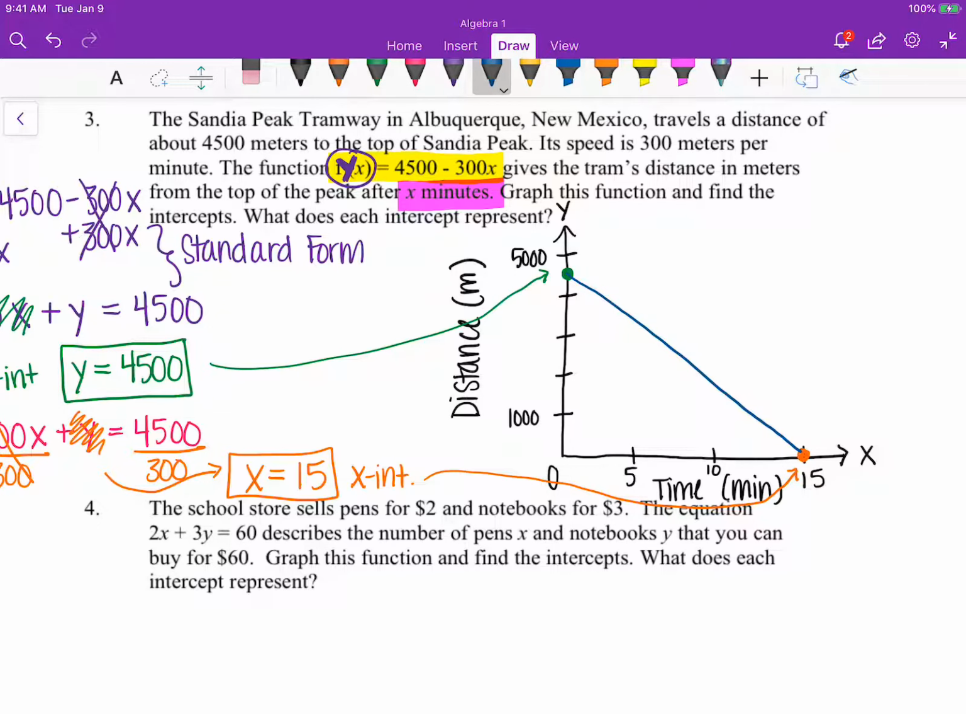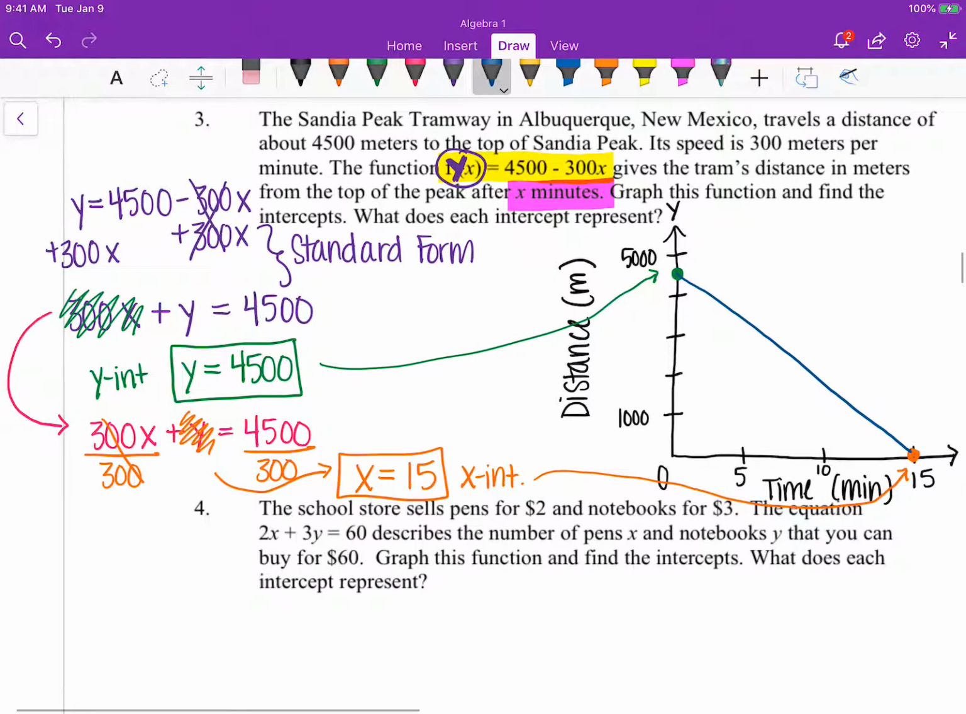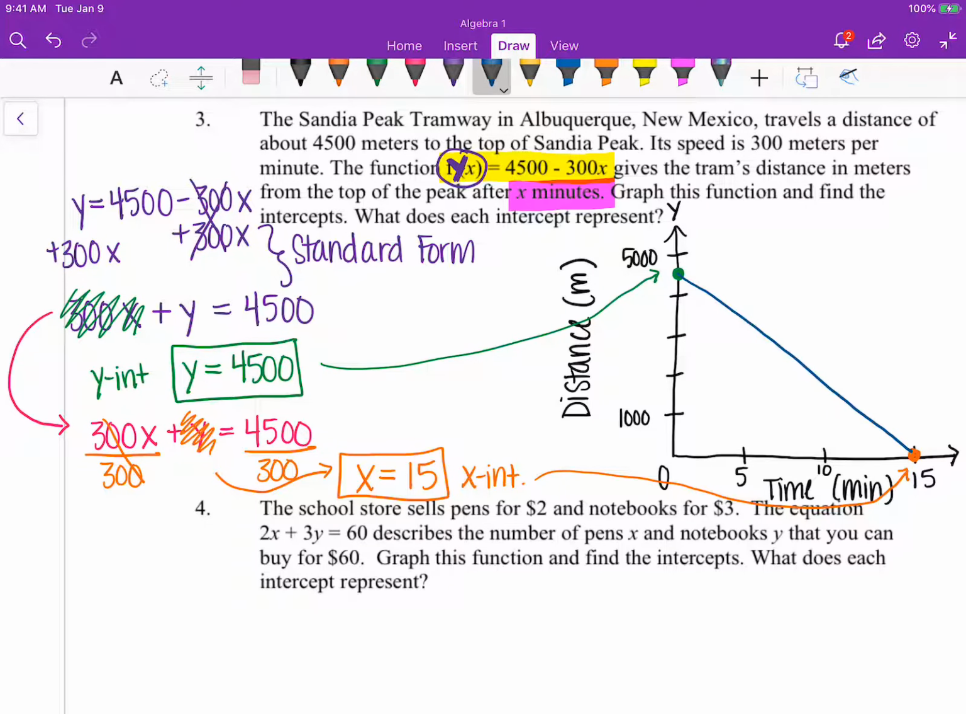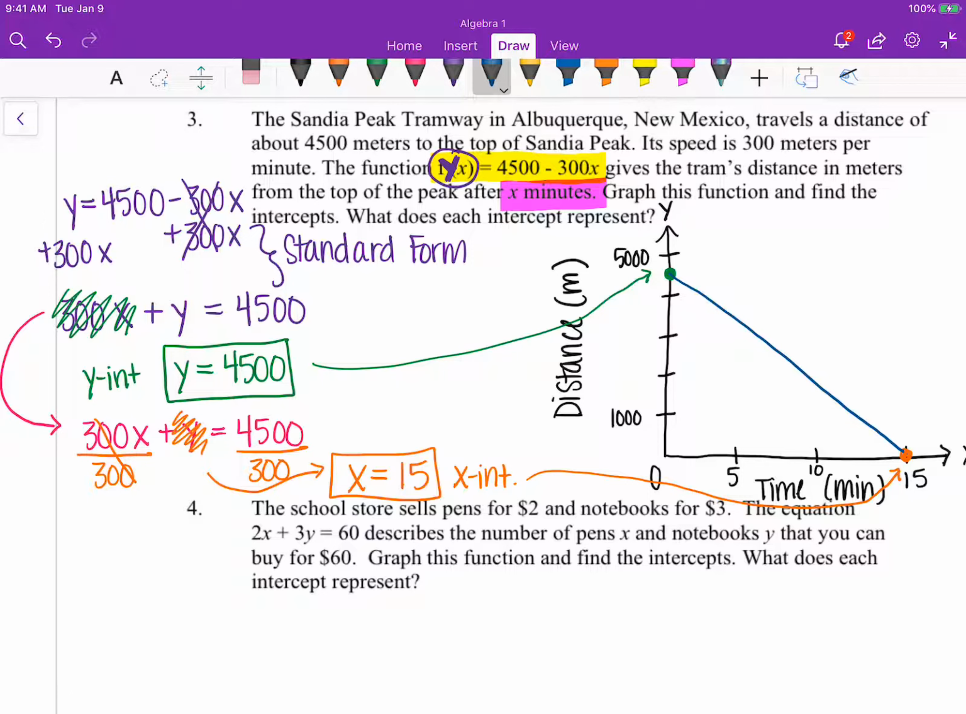All right, so we graphed it and we have our intercepts. The last thing that we have to do is say what each intercept represents. So the whole story is about us starting up at the peak of Sandia Peak, up at the very top of it, and then we're going down the tram. It says we're going down the tram for X minutes or whatever it is. Okay, so here's the deal then.